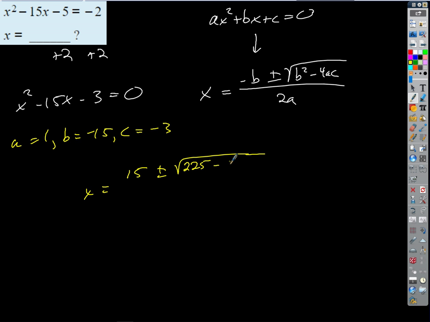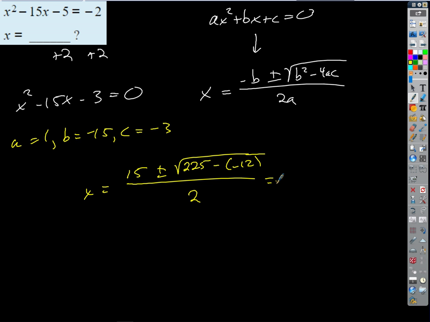Minus 4 times a times c. Well, what is that? 4 times 1 is 4, times -3 is -12, so I'm subtracting -12, and you added them up, I think, right? So we're subtracting -12 on the top. On the bottom, we get 2 times a is 2. So all we have to do is simplify that. Those are our answers, both of them. One's plus and one's minus.